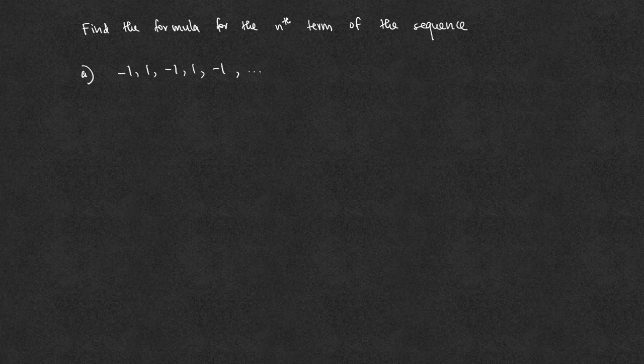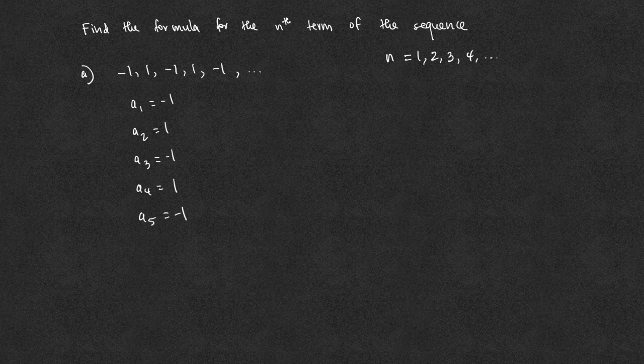Find a formula for the nth term of the sequence -1, 1, -1, 1, -1, and so on. We let n be an integer that starts with 1. So n's are 1, 2, 3, 4, and so on. From this sequence, we see that the first term, a sub 1, is -1, a sub 2 is +1, a sub 3 is -1, a sub 4 is +1, a sub 5 is -1, and so on.